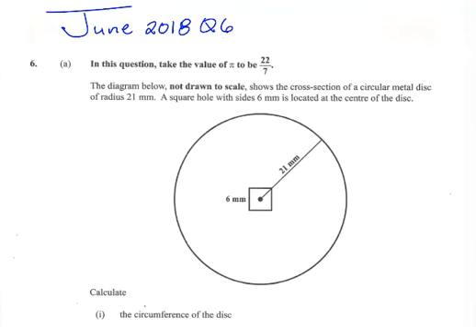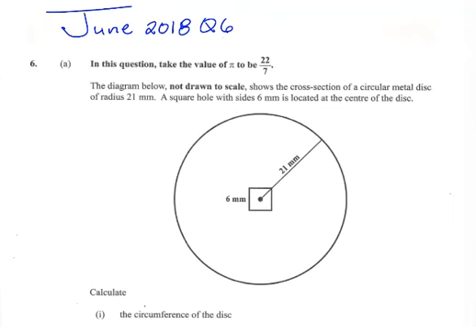June 2018, question number 6. In this question, take the value of pi to be 22 over 7. The diagram below, not drawn to scale, shows the cross section of a circular metal disc of radius 21 millimeters. A square hole of sides 6 millimeters is located in the center of the disc.